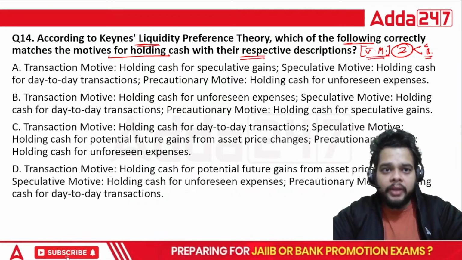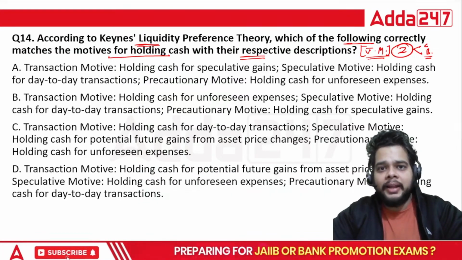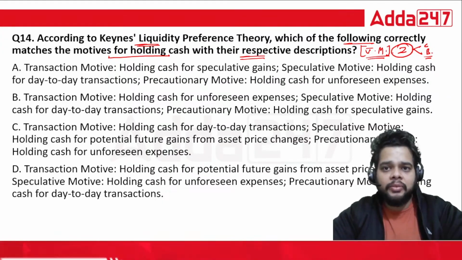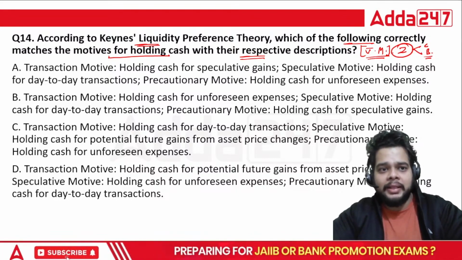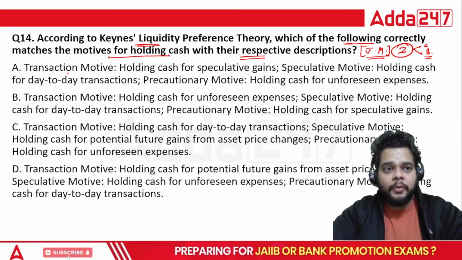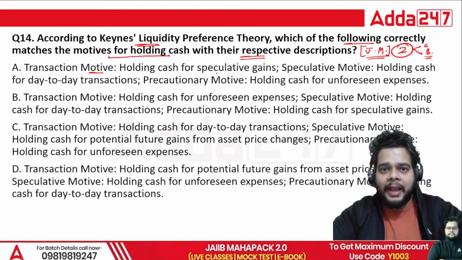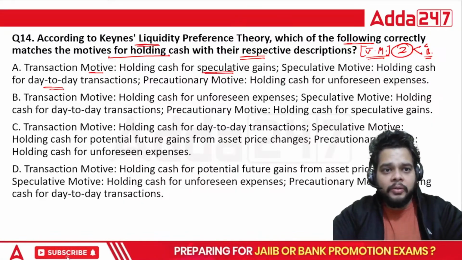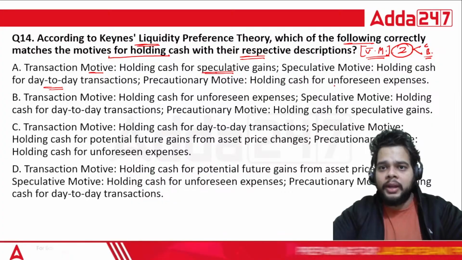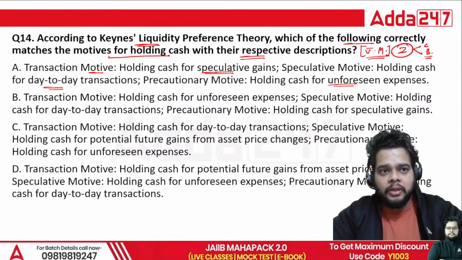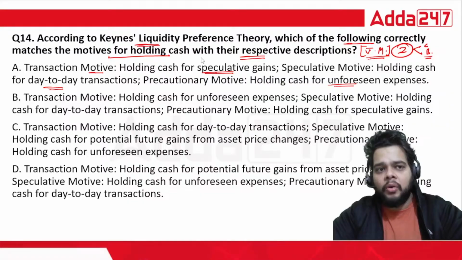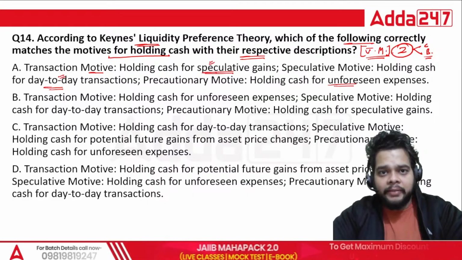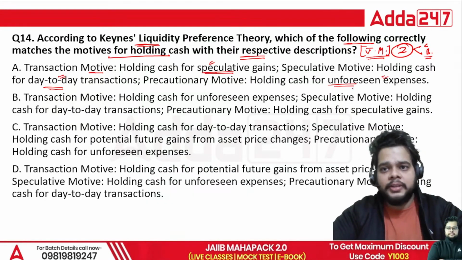Because of three motives. Now you have to identify what are the motives which are actually present in J.M. Keynes' liquidity preference theory, and whether we have them here in these four options or not. So first motive, transaction motive, which is for holding the cash for speculative gains. Speculative motive, holding the cash for day-to-day transactions. Precautionary motive, holding the cash for unforeseen expenses. So when we talk about transaction motive, it is for holding the cash for day-to-day transaction. Speculative is for speculative gains. Precautionary is for unforeseen expenses.